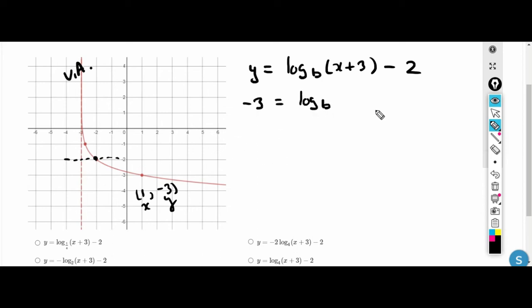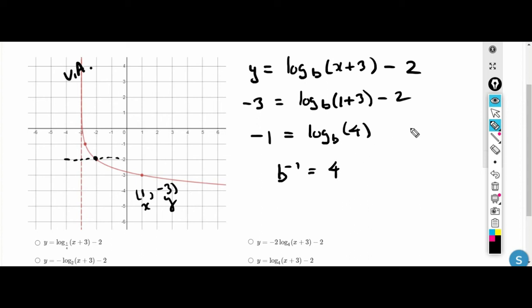Now, if you can visualize this from the graph and determine this from the graph, go for it. I forgot to write in my x value, talking and writing at the same time. So x was 1, we outputted minus 3. Okay, so we'll add 2 to both sides. This gives me negative 1 equals log base b of 4. And then exponential form will help us decode what we need here for a base. So b to this power of negative 1 must be 4. Reciprocal of both sides would mean our base is a quarter.